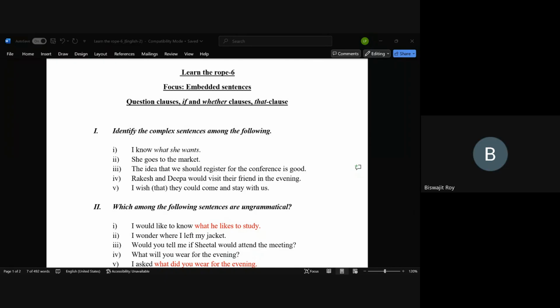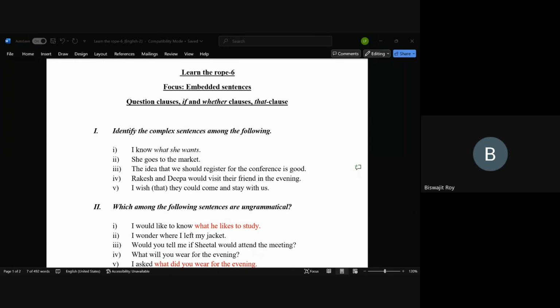I'm sorry to interrupt, ma'am. Can you repeat that sentence again, ma'am? The sentence is in your chat, Vishwajit. No, I mean, you were explaining something. I just lost the connection, ma'am, while you were explaining that thing. I'm saying that in the sentence, the idea that we should register for the conference. Can you see the chat? Yes, ma'am.